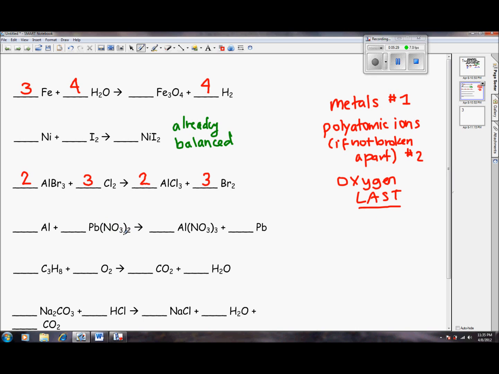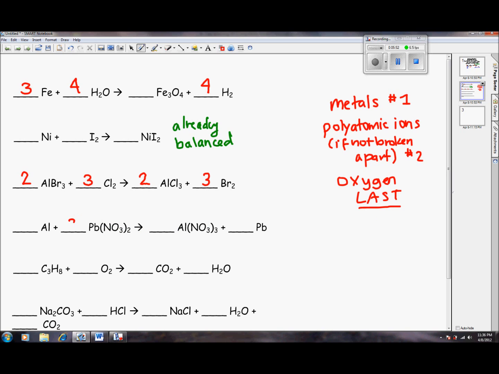That means that this is a polyatomic ion. And the 2 outside means I have 2 of everything inside, so I have 2 nitrates. On this side there's a 3, meaning I have 3 nitrates on this side. So in order to have the same number of nitrates on both sides, you treat the nitrates as though they were a special element. So I'm going to make them both 6.